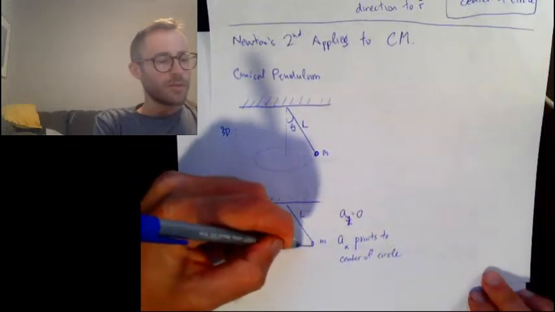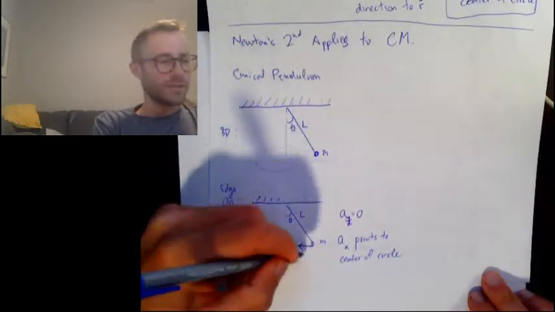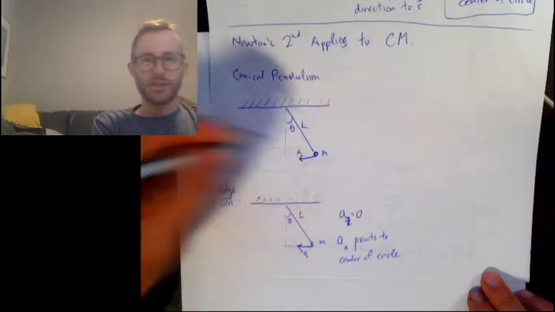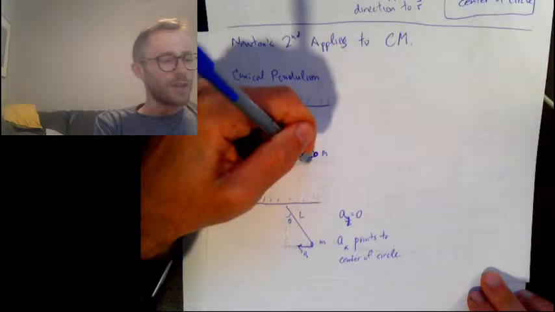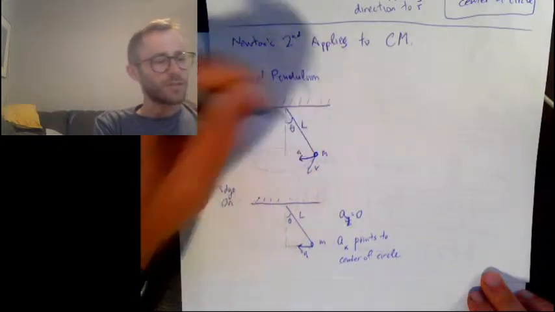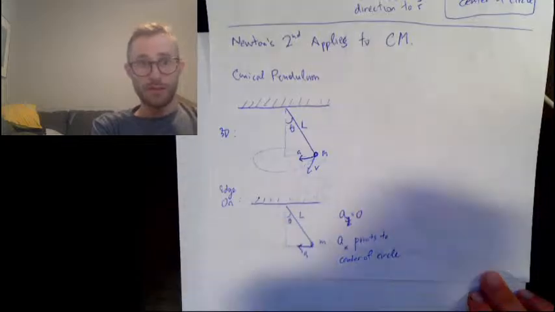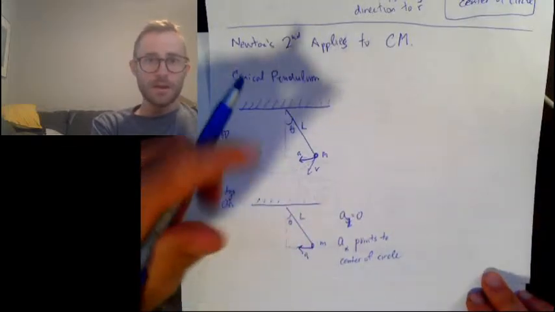Okay, so it points towards the center of the circle. That's the direction of the acceleration. The acceleration points towards the center of the circle. The velocity, of course, points tangent to the circle. So in this case, the velocity would be out of the page towards you. Okay.